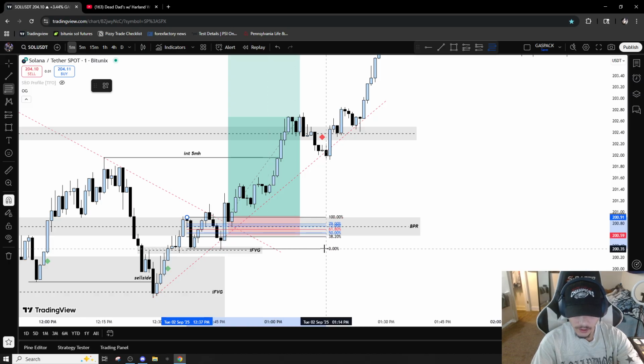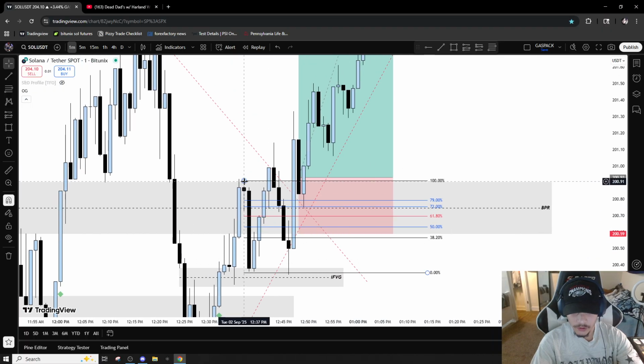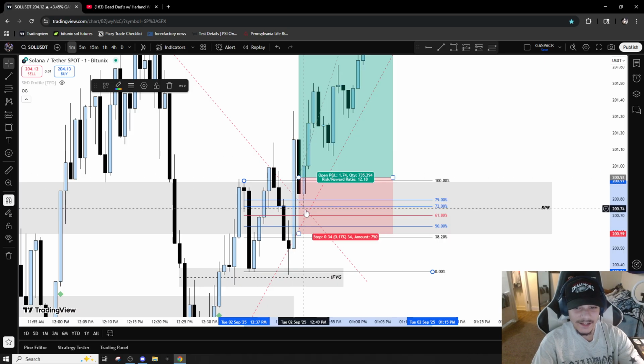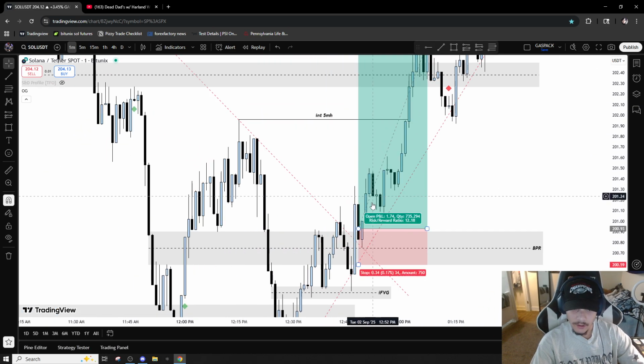Closure above the 79. Let's zoom in for you. This micro downtrend. What do we see? Mark it out. 79% extension. Closure above it. Come back. Bang. Tap 79 exactly. 7972. Perfect. And I see that rejection off of this trend.